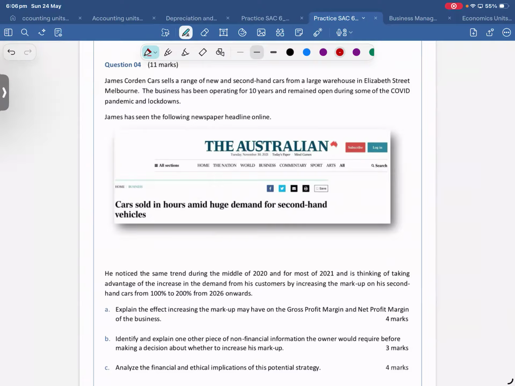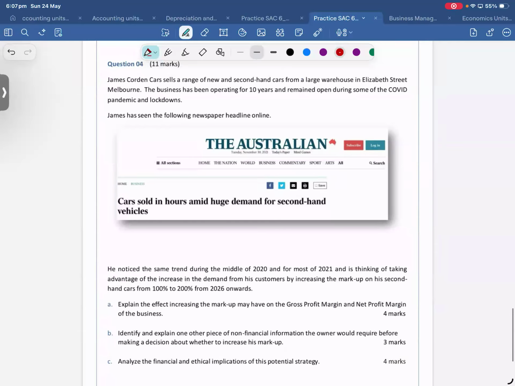Okay, guys. Part A. Now, what is happening here? This is something that happened during COVID. I think still the same situation is here, but the second-hand market is not that much. Because the new cars are too expensive and also getting delayed.